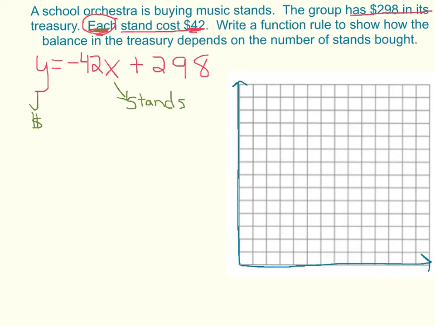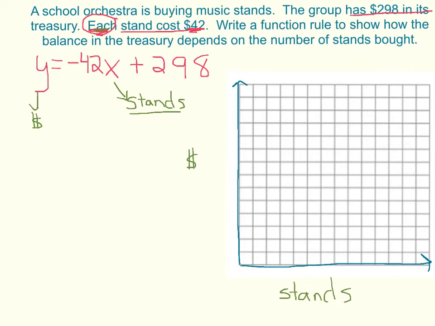Notice how in this story problem we're not dealing with negative numbers, so only the positive quadrant. We want to label our graph with the variables. X represents music stands, so we're going to put stands on the x-axis, and then money on the y-axis.